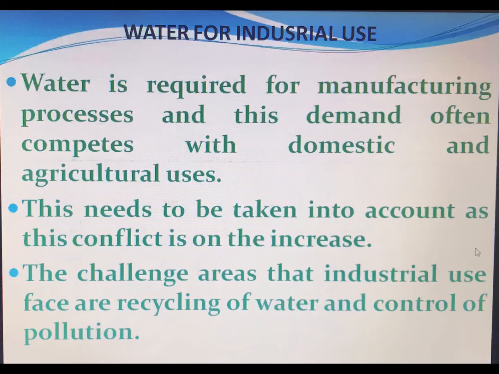The challenge areas that industrial use faces are recycling of water and control of pollution. So they are trying their level best to reduce water use, not reduce but minimize, you can say. And the control of pollution, they're trying their best in doing that. Okay, so this is the water for industrial use.